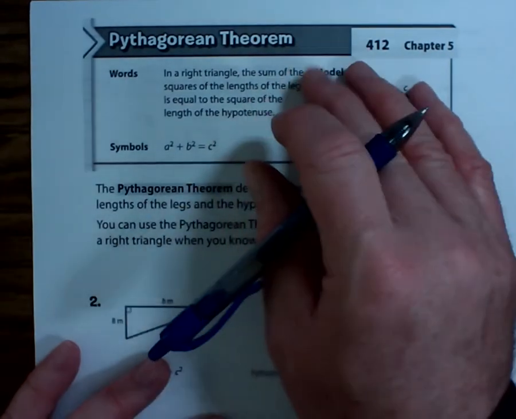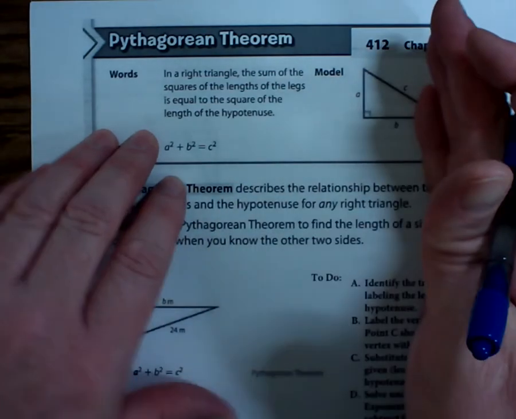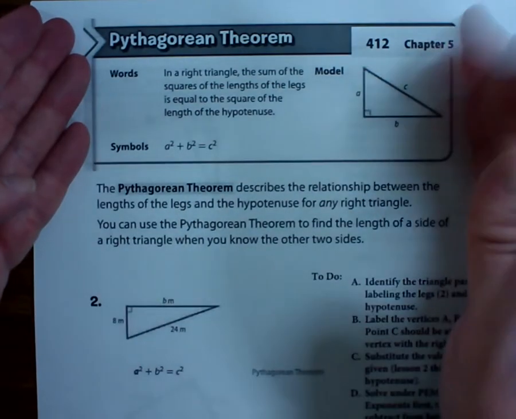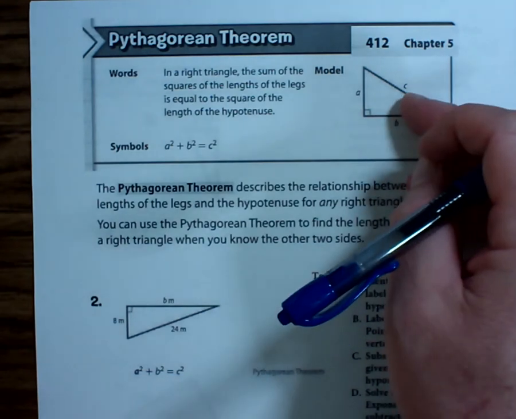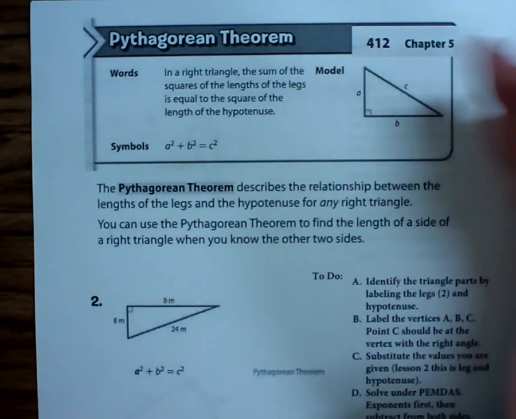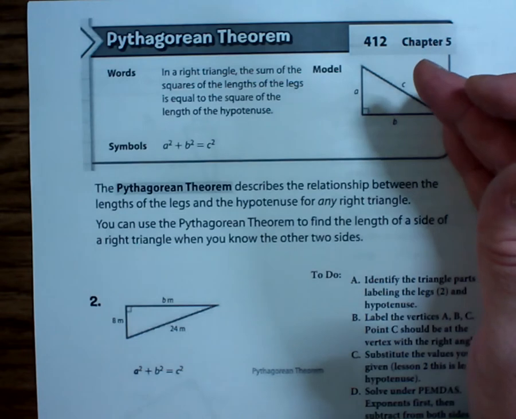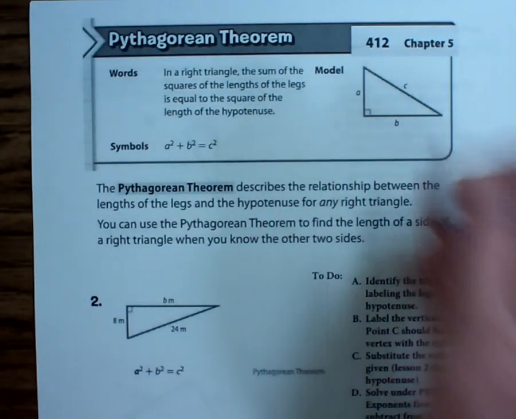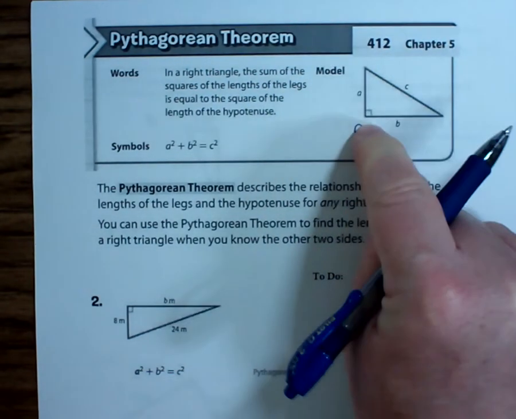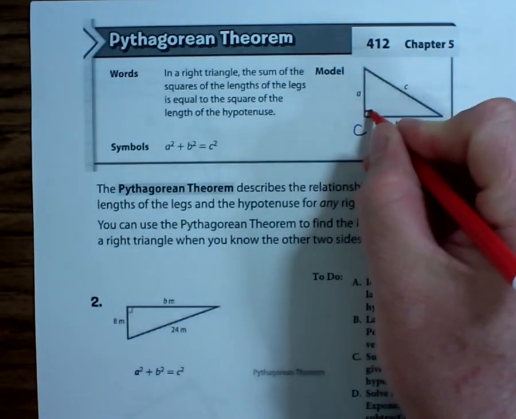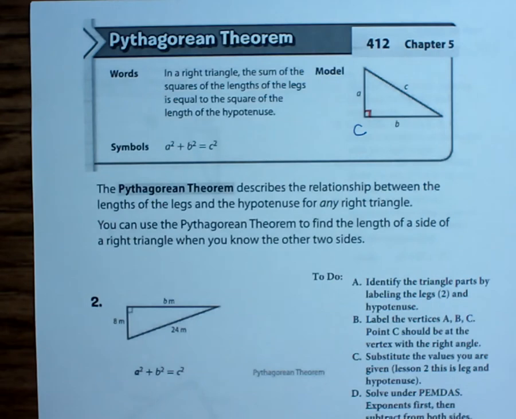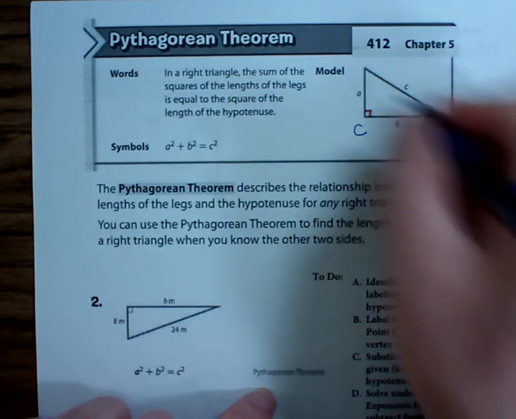So again, your book gives you the Pythagorean theorem. It also gives you little a, little b, and little c. What's missing here? You need to label your vertices diagonally across from those side lengths. So this is capital C, where you see the red mark. This is capital A, and that's capital B.